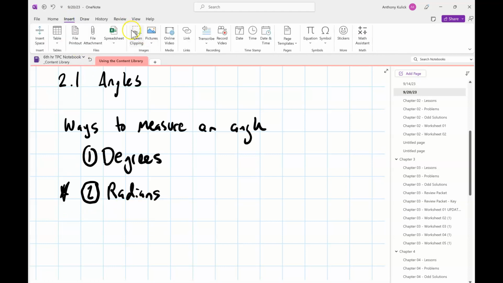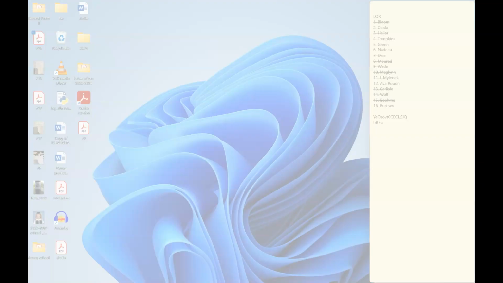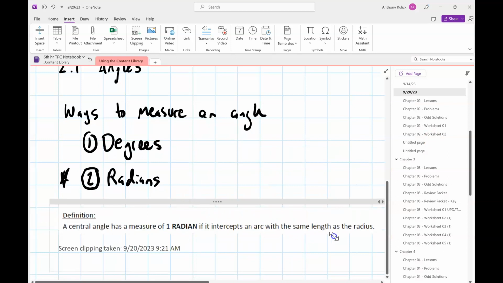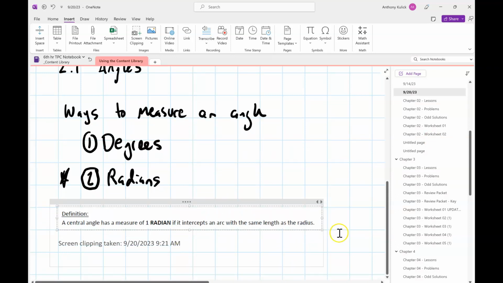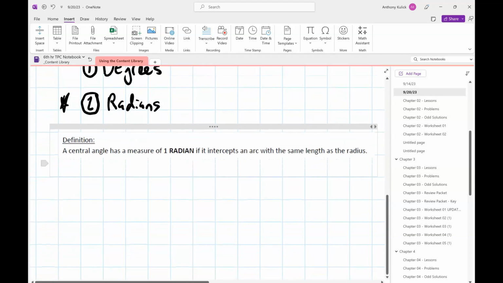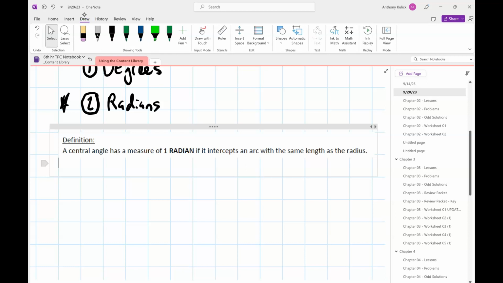Let's start by defining what we mean by a radian. We say that a central angle has the measure of 1 radian if it intercepts an arc with the same length as the radius. Woof! Mr. Kulik, that's a lot of words. I'm not really sure what that means. If the definition doesn't mean anything to me, it's not very useful.